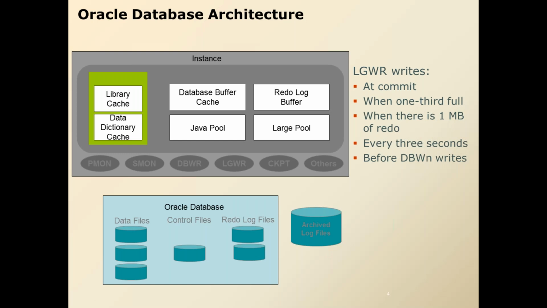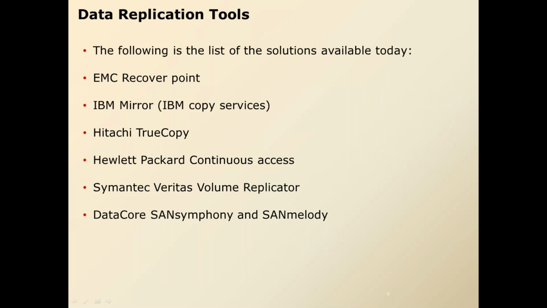The second point is that these files, the transaction logs of the database, contain committed as well as uncommitted data. It's not that these transaction files contain only committed transactions. No, they contain committed as well as uncommitted transactions. The significance of this you will understand going forward. For now, just keep in mind that committed as well as uncommitted transactions are part of your transaction logs. Okay, so now there are various data replication tools available in the market.